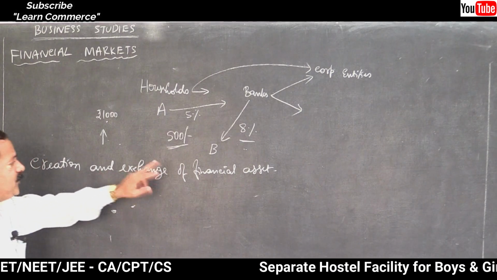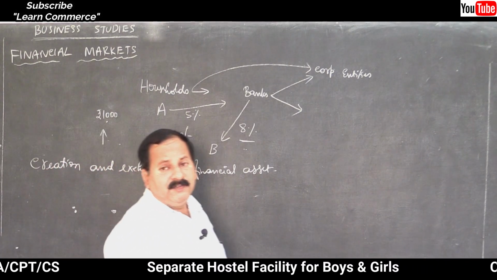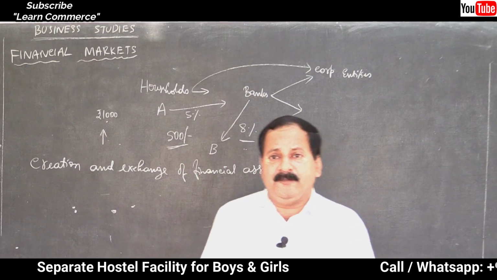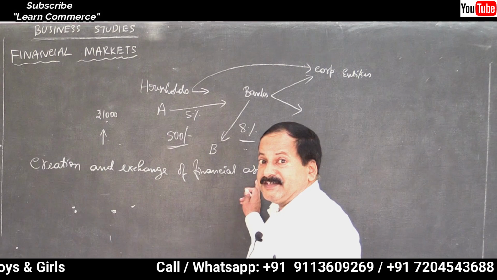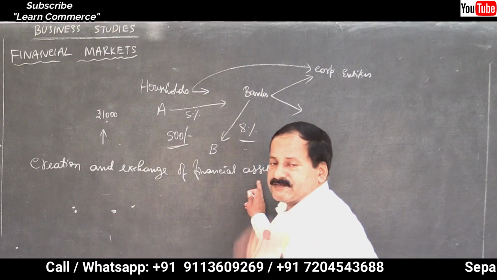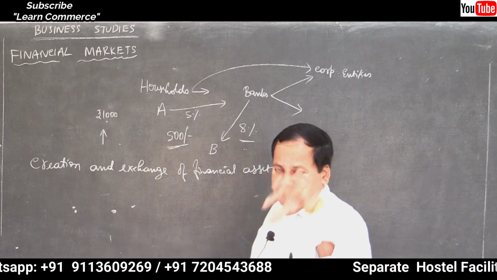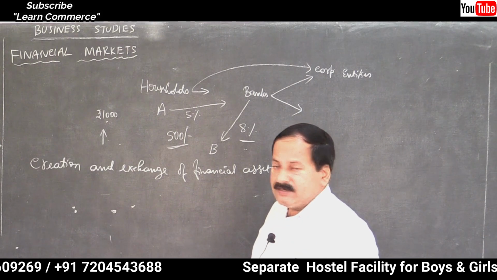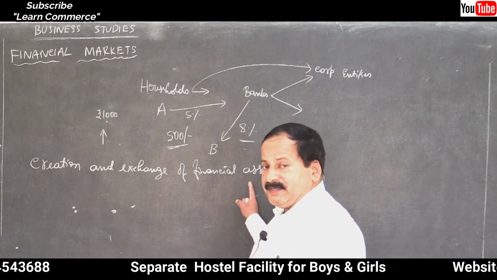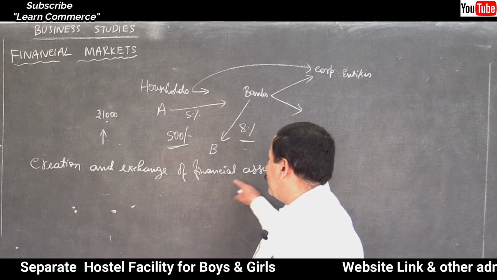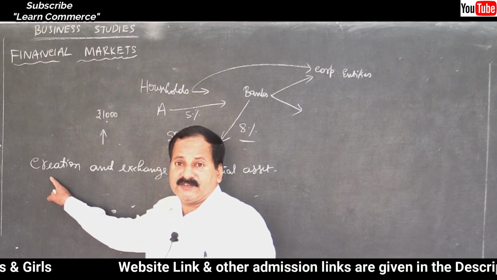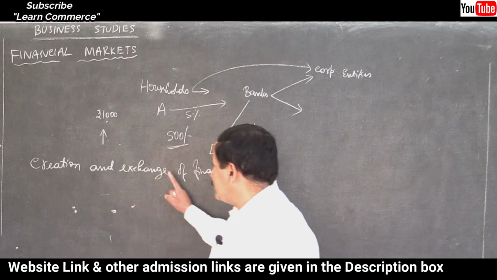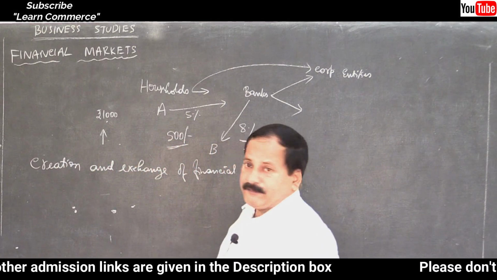Creation and exchange of financial assets. That is what I told. The transaction between myself and Mr. B is nothing but exchange of financial asset. Asset in the sense here, shares. I have bought an asset, that is share, by investing money. I sold it to Mr. B, nothing but exchange of financial asset. When I buy, it is creation of financial asset. Then when I sell it to Mr. B, it is exchange of financial asset.